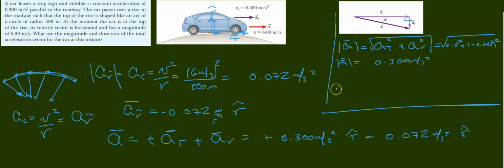To find the angle phi in that drawing, well, it is the arctangent of opposite 0.072 over the adjacent 0.3, and this gives us an angle of 13.5 degrees. So to express the total vector, we're going to say it is 0.309 at an angle of minus 13.5 degrees, because as you can see, we are below the x-axis.